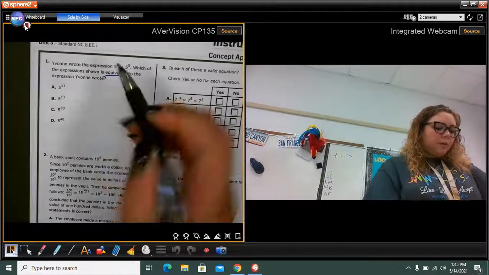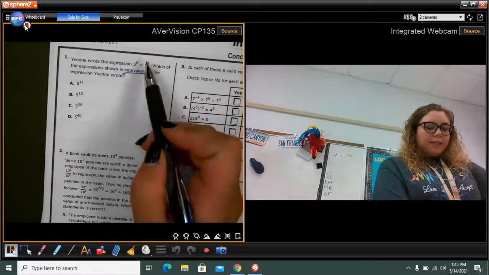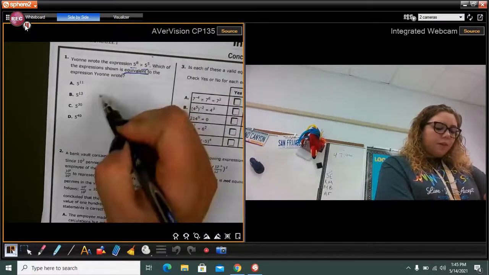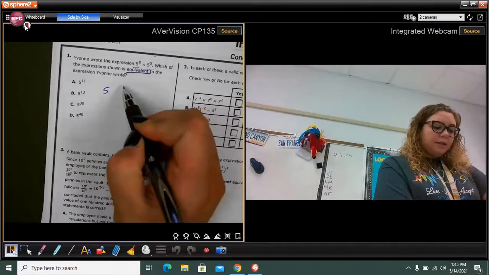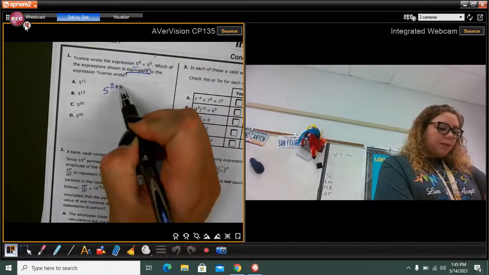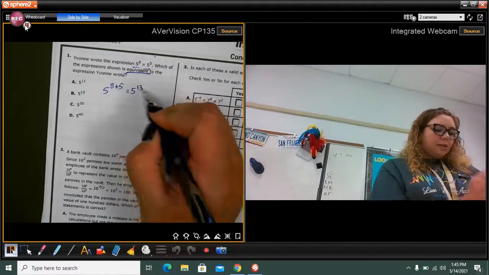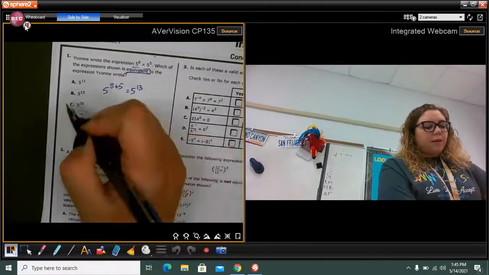Okay. So let's see if we can simplify this. Do I have like bases? I do. Am I multiplying? Yes. So I'm going to add my exponents. 8 plus 5 is going to give me 13. So my answer is going to be B.